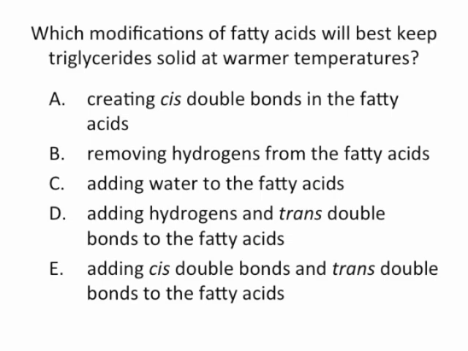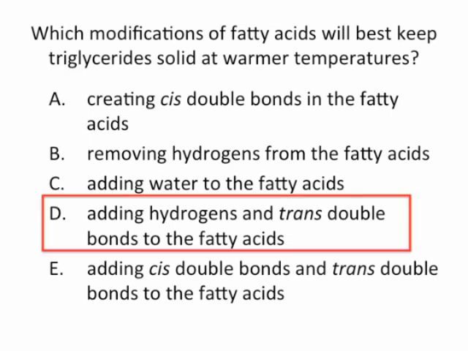What does adding hydrogens do? It's going to break up some of these double bonds and straighten out the fatty acid tail. And a trans double bond, again, is a straighter version of this. So if you chose D, you got the right one, which half of you did.